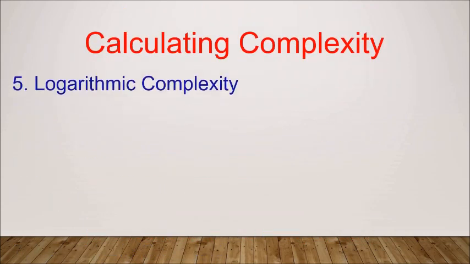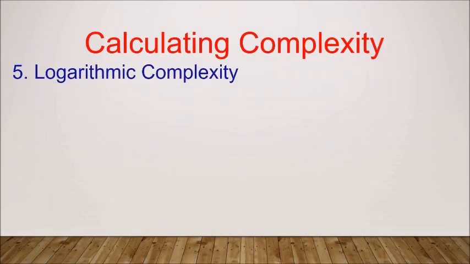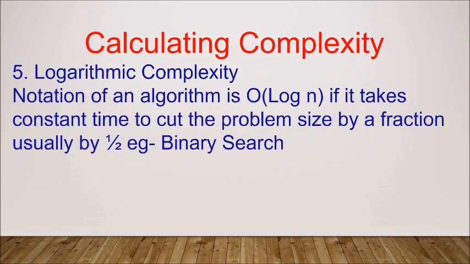Fifth one is logarithmic complexity. This is the last complexity. The notation of an algorithm is O log n if it takes constant time to cut the problem size by a fraction, usually by half. Example, binary search. So why are we using logarithmic? Because it is not confirmed. Suppose binary search, what we do in binary search, we find the middle term.